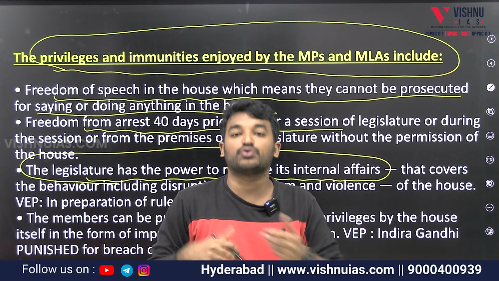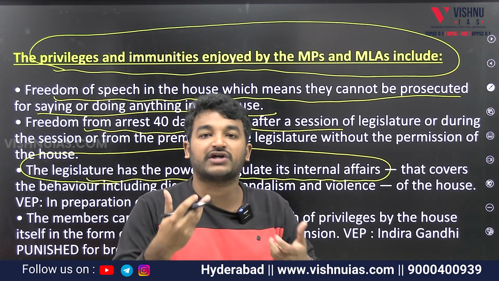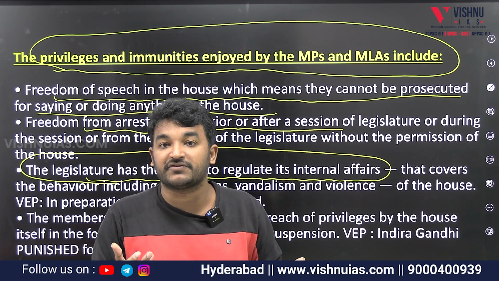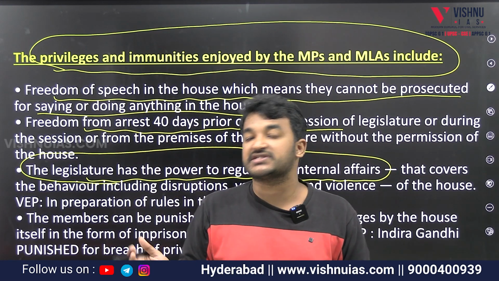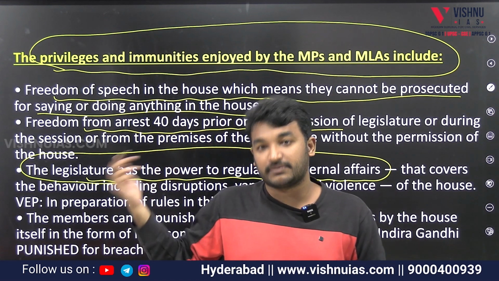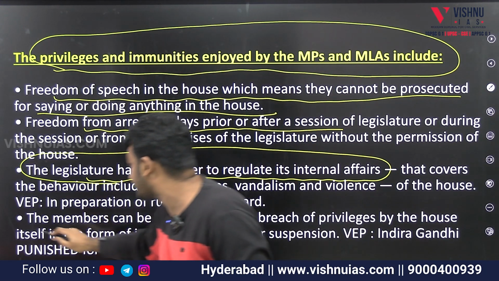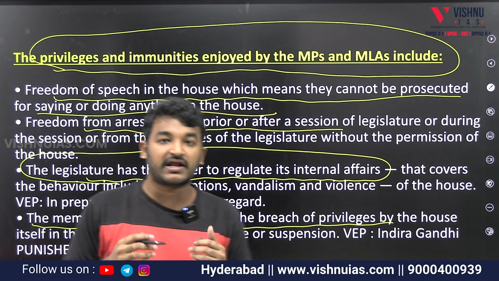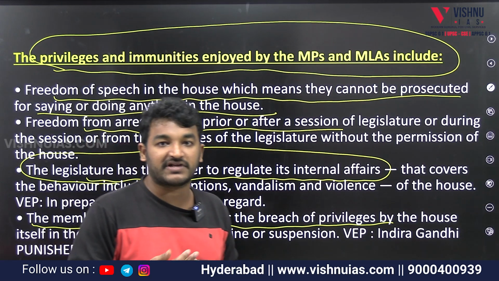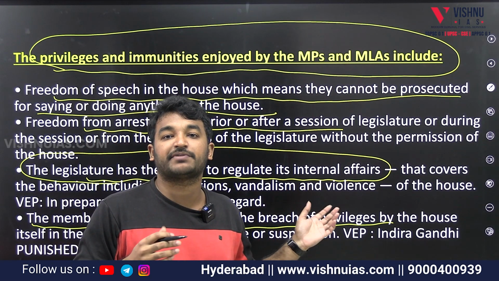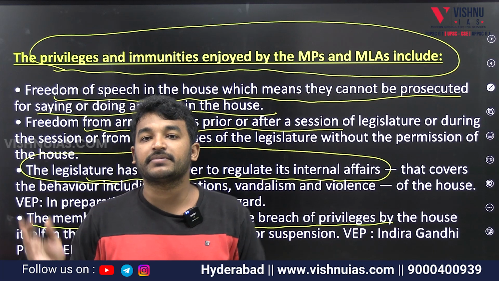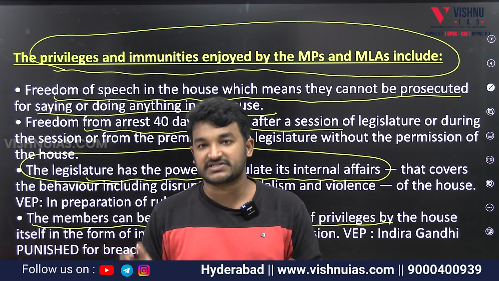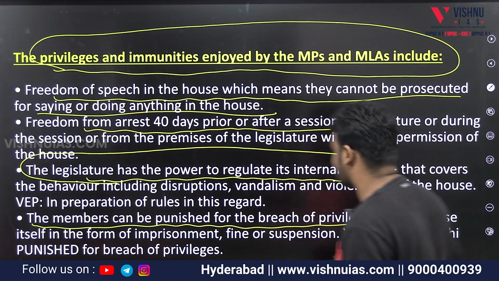Means it can make rules on its own. What are the various parliamentary privileges, what are the breaches of privileges, how to punish, and what is the procedure? Everything will be decided by the legislature itself. Next, the members can be punished for the breach of privileges. If someone has breached parliamentary privilege, the House has the power to punish them. For example, Indira Gandhi, former Prime Minister of India, was punished for her actions in the late 1970s.